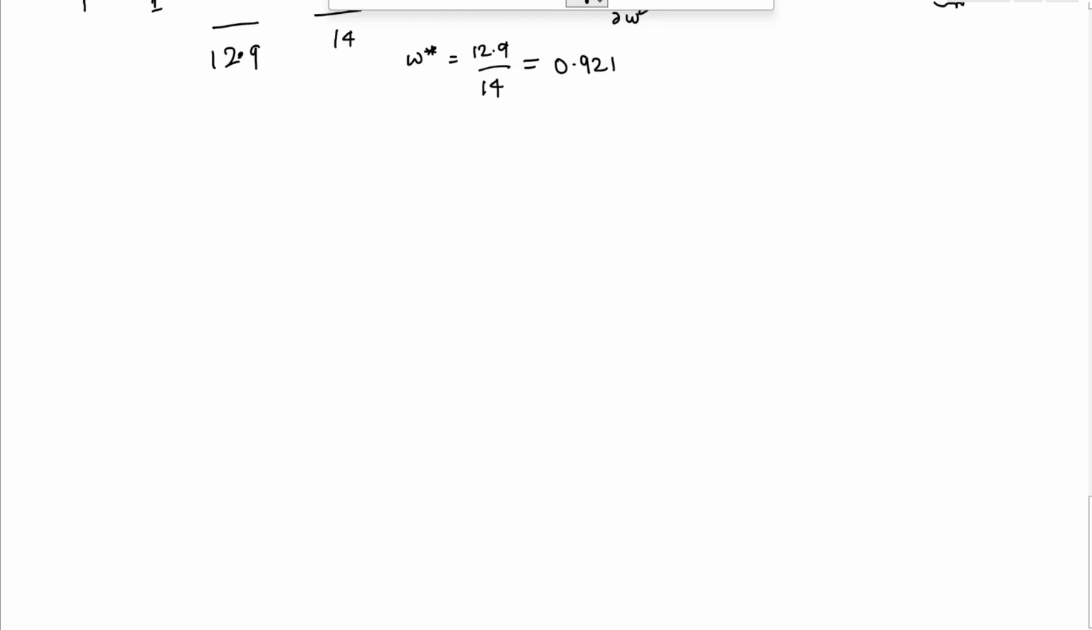Now we are also asked to find out what would be the prediction for x1 equals 4. That is straightforward. In that case we would say y is equal to 0.921 times 4, which is nothing but 3.684.